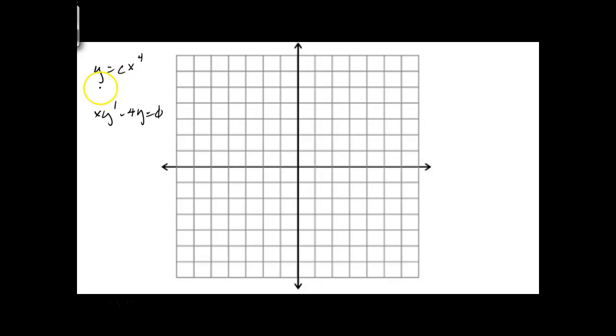Let's verify. What do we do? Take a derivative. y prime is equal to 4c x to the third. Okay, let's plug that in. x times 4c x to the third minus 4 times y, which is c x to the fourth. Is that equal to 0? I think just a cursory glance will tell you it is. This will be 4c x fourth minus 4c x fourth. Yeah, that's equal to 0. Yeah, that works. Okay?